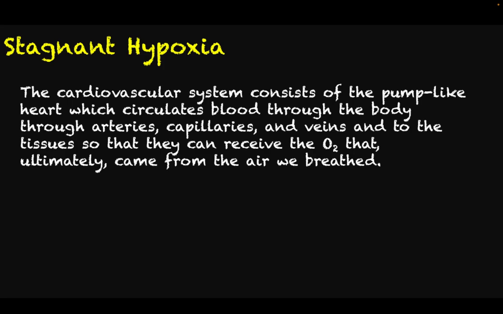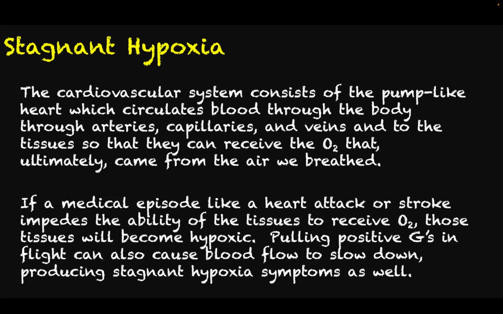For stagnant hypoxia, we said this is usually going to be a cardiovascular system issue. So the cardiovascular system consists of the pump-like heart, which circulates blood throughout the body, through the arteries, the capillaries, and then the veins back to the heart. So the purpose for pumping this blood is to make sure that the tissues throughout the body, so brain, liver, skeletal muscle, skin, etc., they receive oxygen-rich blood, which that oxygen ultimately came from the air that we breathed.